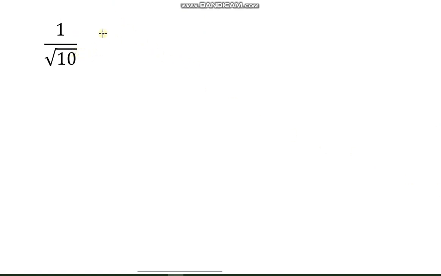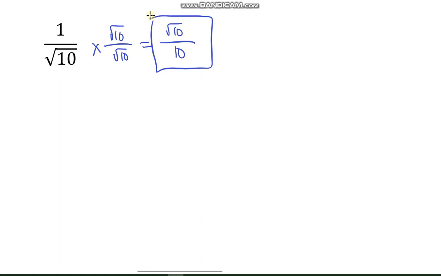So here, 1 over root 10, again, we're going to multiply the top and the bottom by root 10. On the top, 1 times root 10 is just root 10. And on the bottom, root 10 times root 10 is just 10. And that is our answer. So notice how for each one, I'm doing exactly the same thing. I'm just multiplying the top and the bottom by this number here.